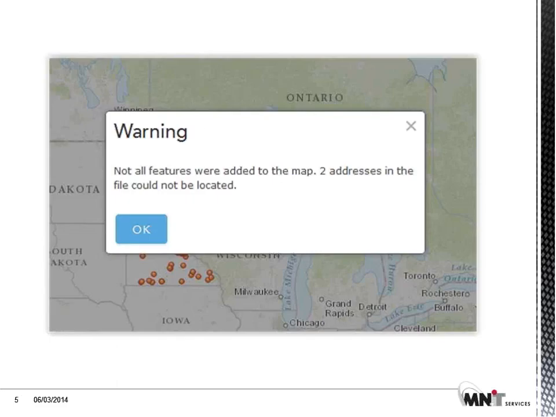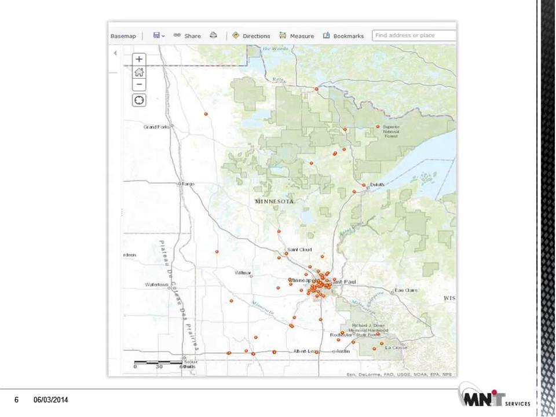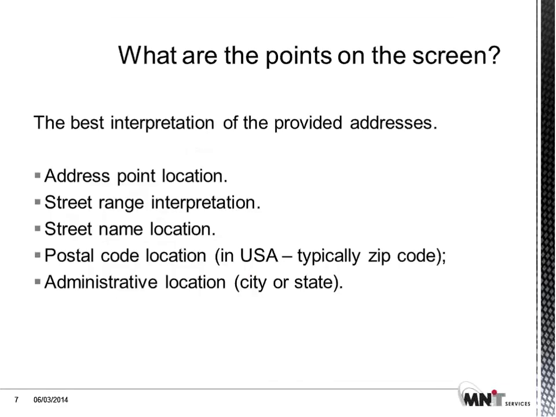And once I clicked OK, it had a warning. It couldn't find 2 addresses, so it will tell you if it does not find everything. And then all of a sudden your points appear in the map. For somebody like me who does a lot of geocoding, I look at points like that and go, geocoding's not that easy. What are these points? Really they're the best interpretation of what's in your database.